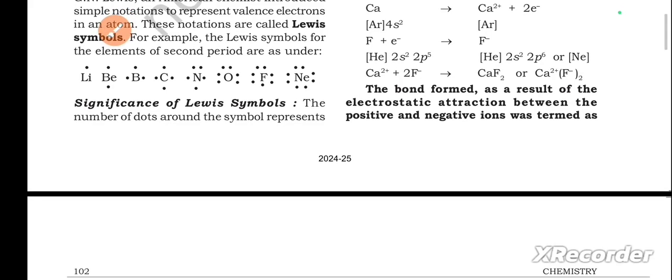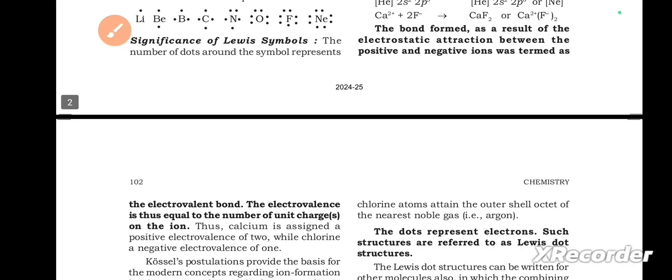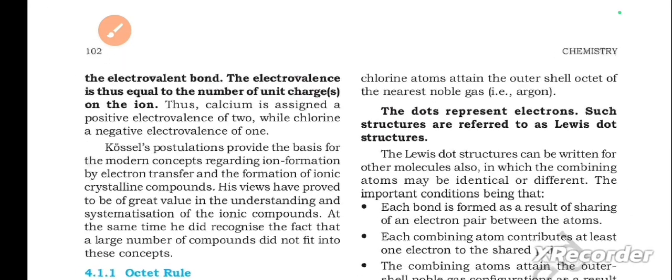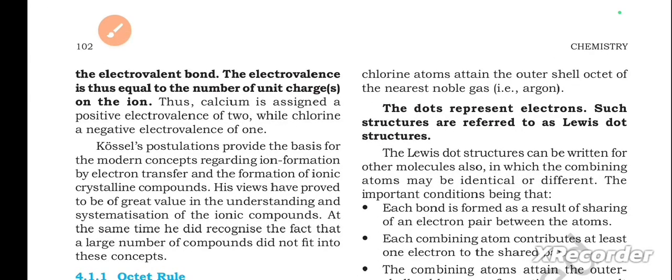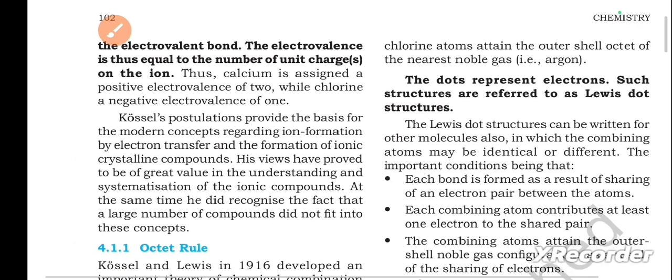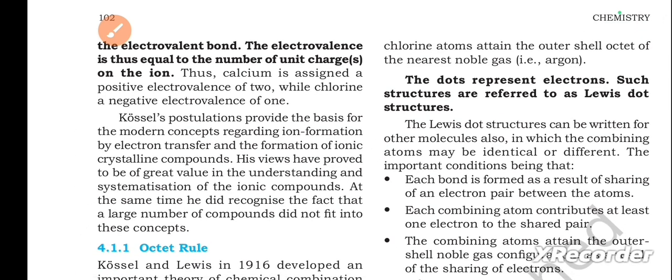The bond formed as a result of the electrostatic attraction between the positive and negative ions was termed the electrovalent bond. The electrovalency is thus equal to the number of unit charges on the ion. Thus, calcium is assigned a positive electrovalency of 2, while chlorine a negative electrovalency of 1.